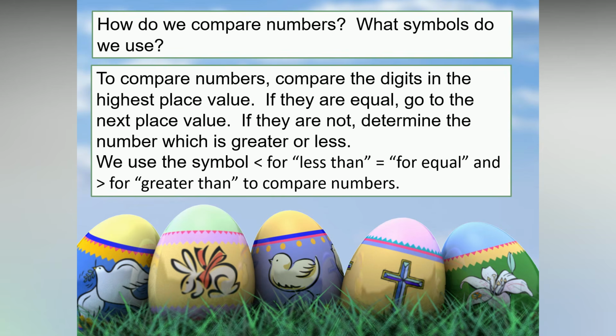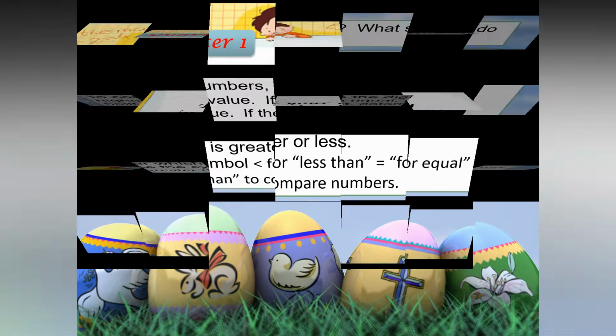How do we compare numbers? What symbols do we use? To compare numbers, compare the digit in the highest place value. If they are equal, go to the next place value. If they are not, determine the number which is greater or less. We use the symbol less than, equals, and greater than to compare numbers.